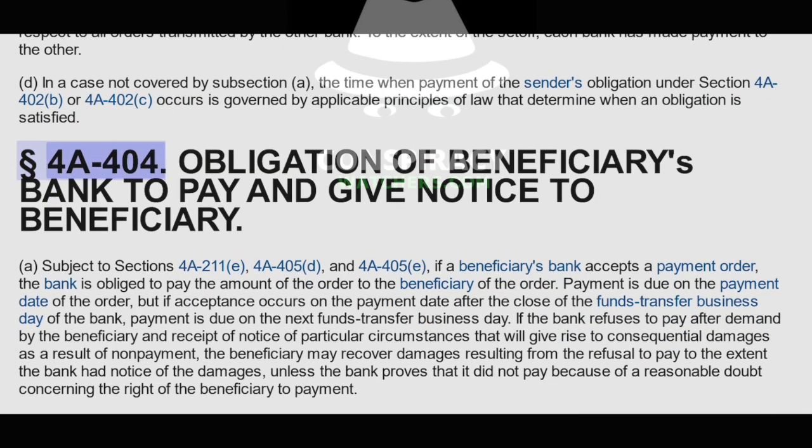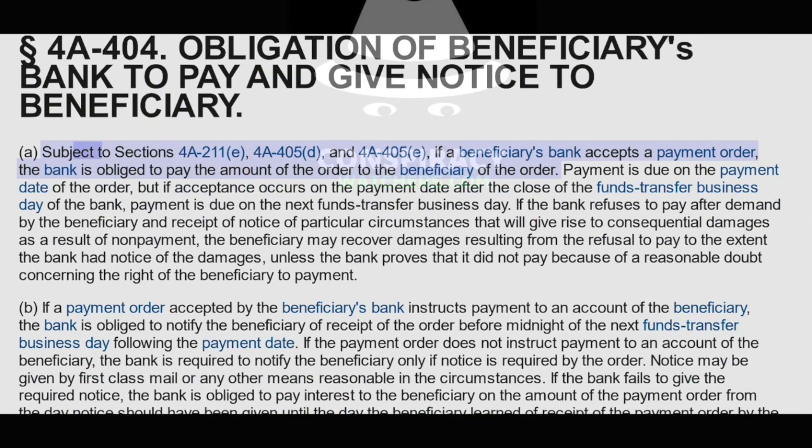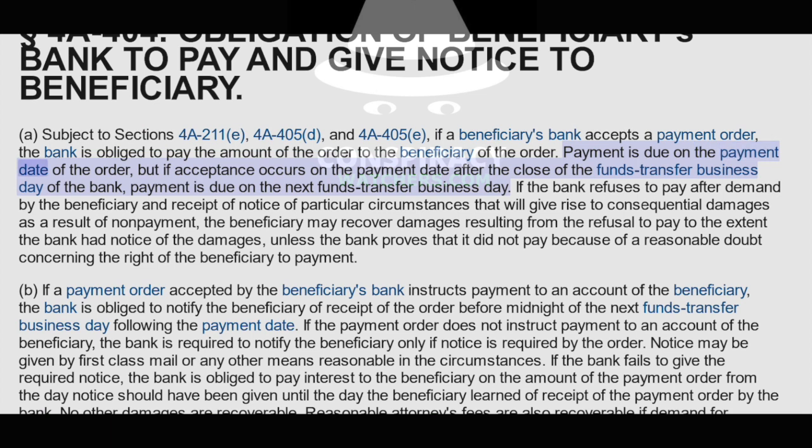Section 4A-404. Obligation of beneficiary's bank to pay and give notice to beneficiary. Subject to Sections 4A-211(e), 4A-405(d), and 4A-405(e), if a beneficiary's bank accepts a payment order, the bank is obliged to pay the amount of the order to the beneficiary of the order. Payment is due on the payment date of the order, but if acceptance occurs on the payment date after the close of the funds transfer business day of the bank, payment is due on the next funds transfer business day.